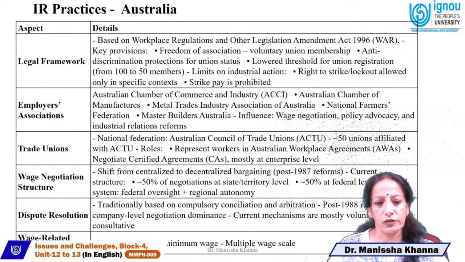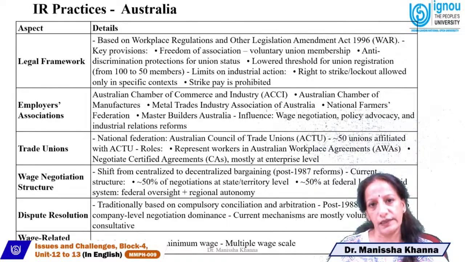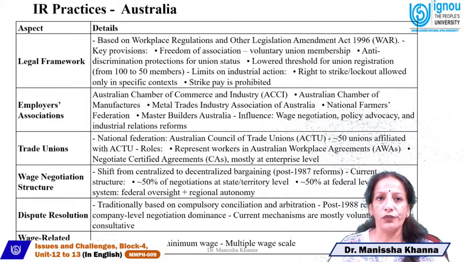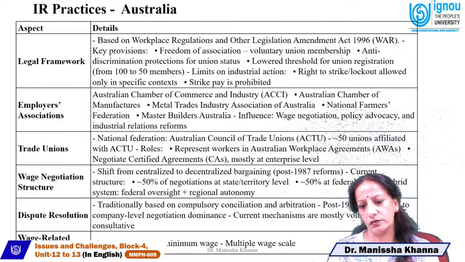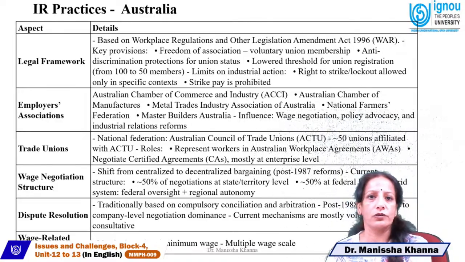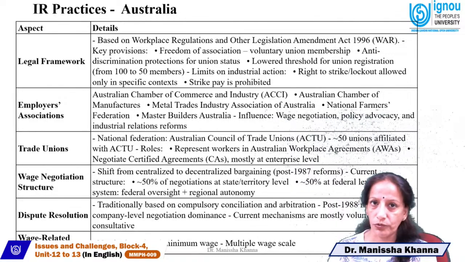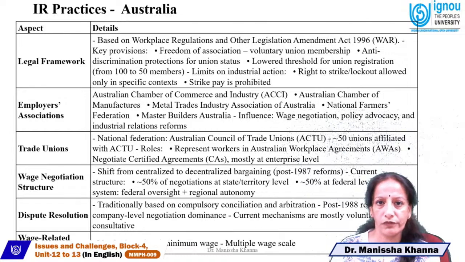Dispute resolution was traditionally based on compulsory conciliation and arbitration, but the current mechanism is mostly voluntary and consultative even today. On wage-related issues, there is no single national minimum wage; there are multiple wage scales, depending on the job role, the industry, and the sector.